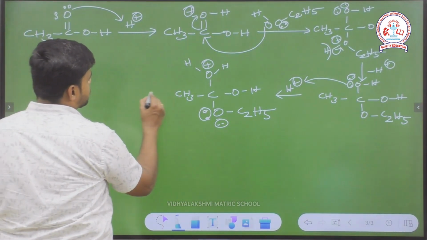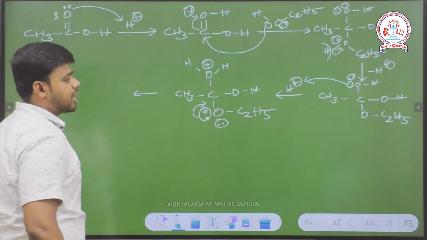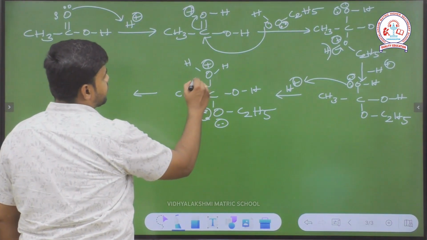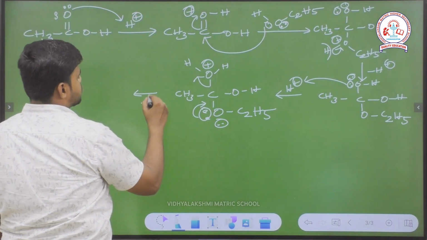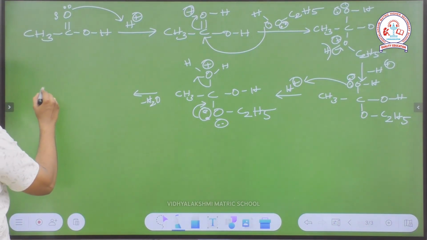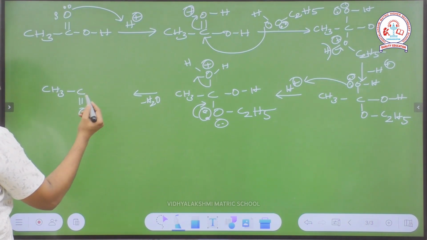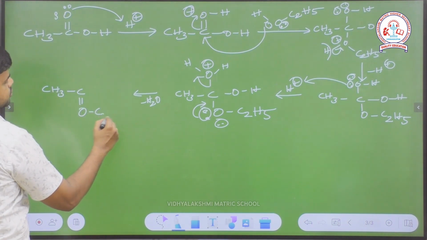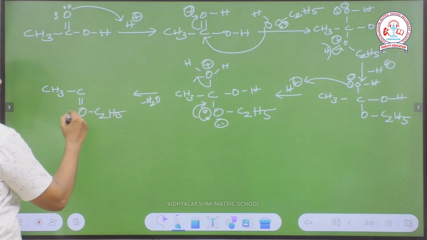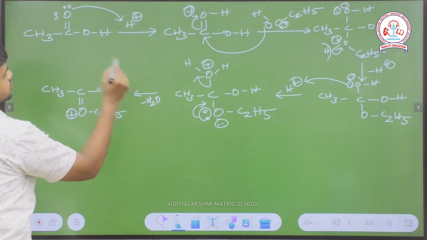Then the next step is that this bond will shift and form a double bond between carbon and oxygen, thereby the whole thing goes out as H2O. So an H2O molecule goes out. Okay, so CH3, C double bond O, then C2H5. Here you will get a charge of plus since oxygen has donated an electron. On the right side we have OH.